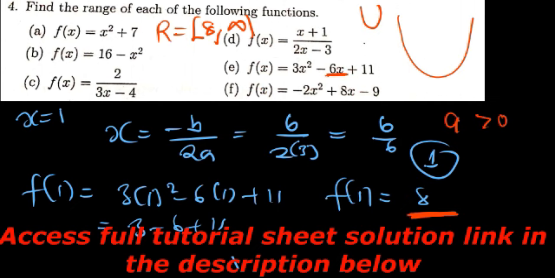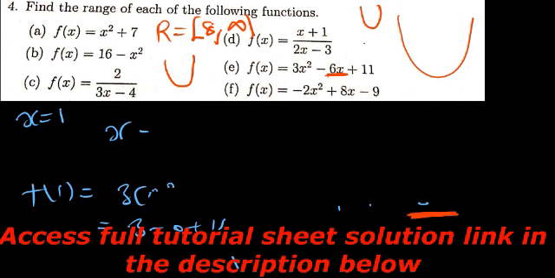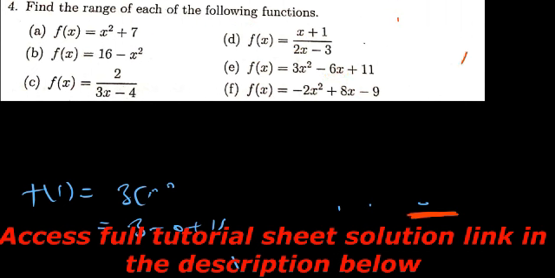Since a is greater than 0, the graph is going to curve like that. So it's going to positive infinity. So that's why it's 8 to positive infinity. Using the same concept, let's go ahead and find the range for part F.